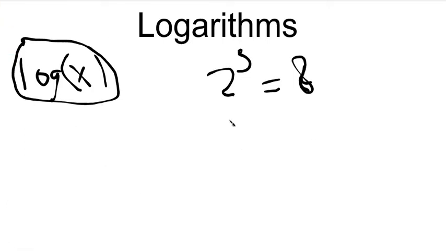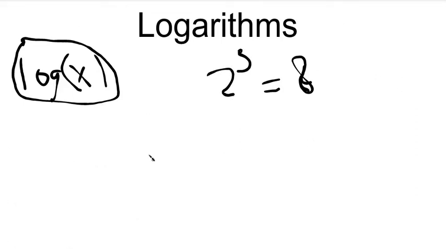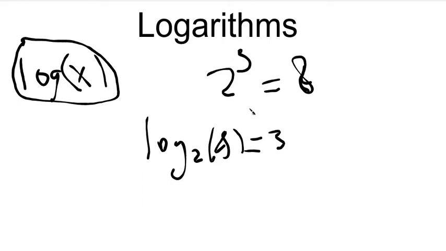So let's go back here. If we use that formula, then we could rewrite it. So log of 2 as the base of 8 is equal to the exponent 3. That's the rewritten version of an exponent. That's the easy way of thinking about it.